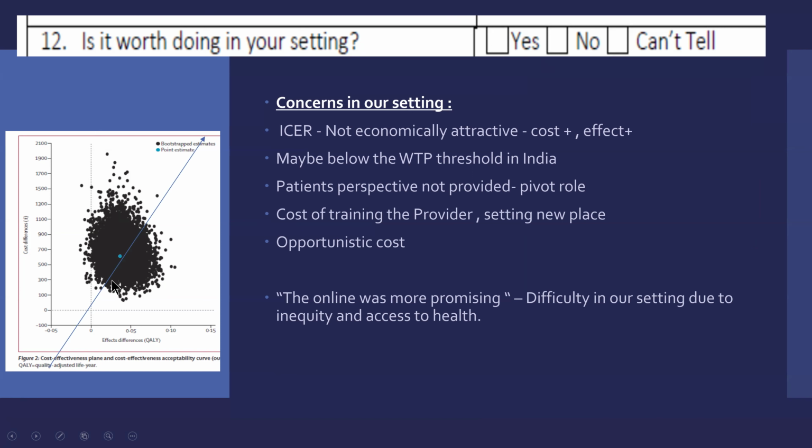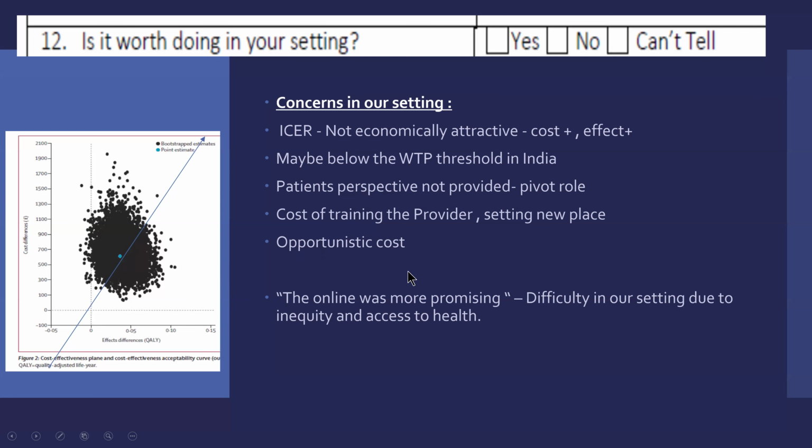Here, the major healthcare difference is that the patient perspective is more important. I mean, the patient is the main payer. So that is something which is not provided in the study. They are done purely from a healthcare provider perspective. Now, in our setting, we also need to consider the cost of training the provider who will be providing the healthcare, the cost of setting up a new place, and in our limited resources, opportunity cost is something which would majorly factor in our setting.